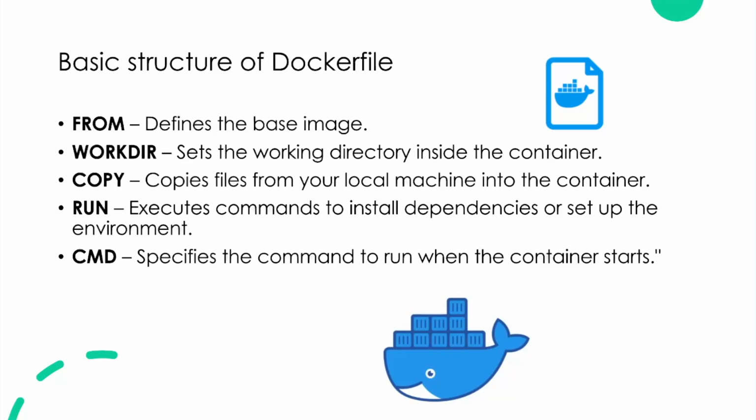Next is RUN. It executes commands to install the dependencies or set up the environment. Inside RUN, you can give whatever instruction you like. If you are working on a Python project, you can go for pip install requirements.txt. The requirements.txt has to be in the working directory to fulfill the command, so first you mention the working directory, then you copy requirements.txt inside it, and after that you call RUN.